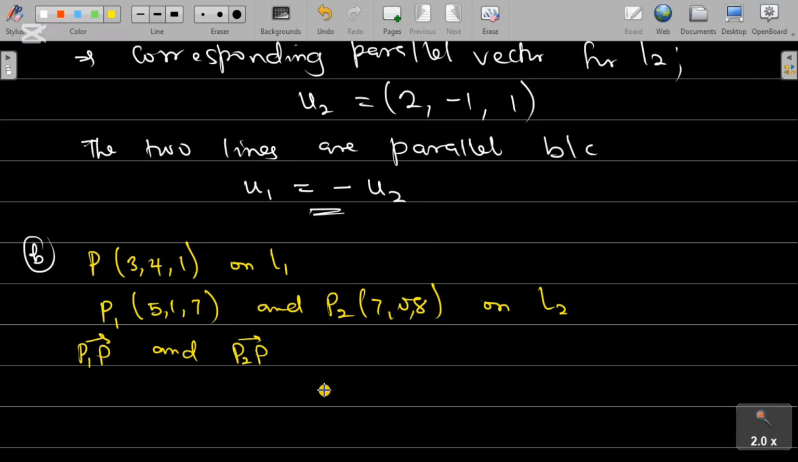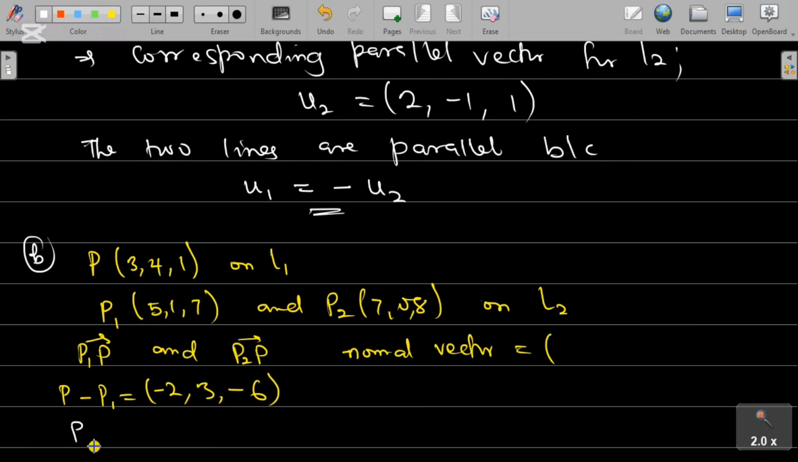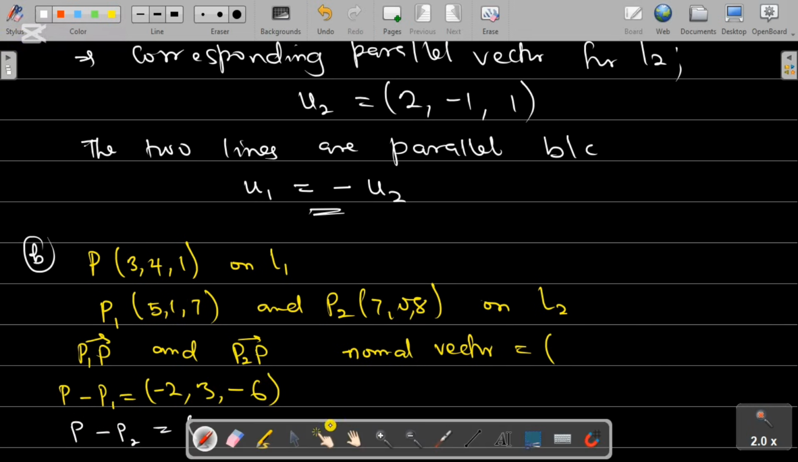And how do you get that? We will say the normal vector is equal to the cross product of these two. Let me write it. First of all, we need to get our P1P. Remember that our P1P is going to be P minus P1, which is 3 minus 5, that's minus 2, 4 minus 1, 3, then 1 minus 7 is minus 6. And then again, our P2P will be P minus P2. Let me reduce this and see what it can do for us.